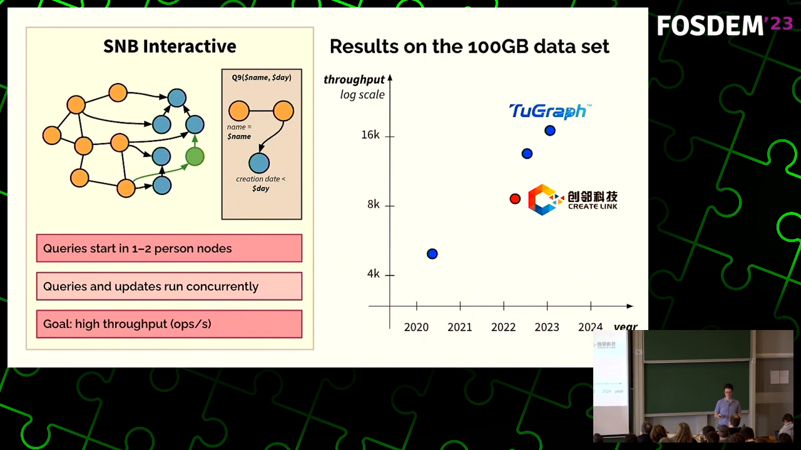This benchmark has been around for a few years, and we have seen actually very good results. In the last 3 years, we witnessed an exponential increase in throughput, starting from a little above 5,000 operations per second to almost 17,000 operations per second this year.